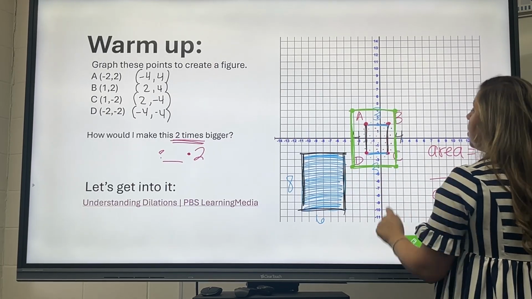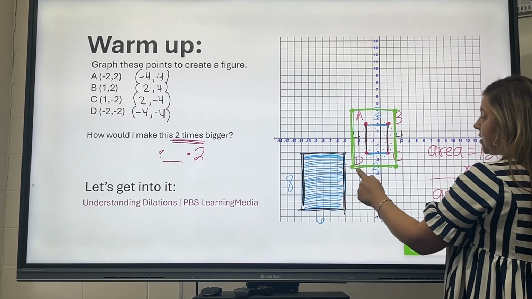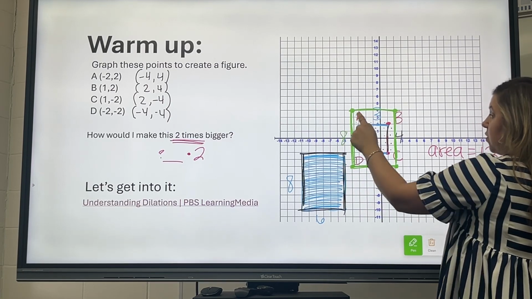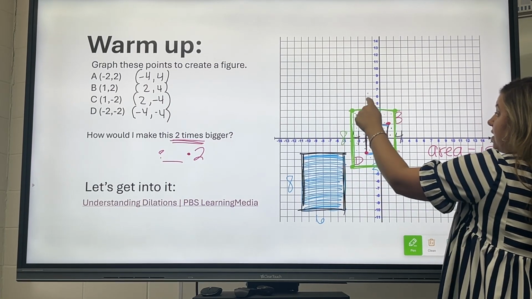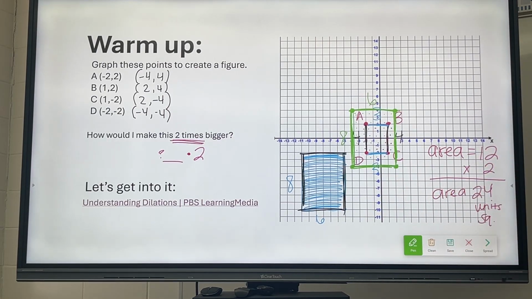Okay, and what do you notice? I know we can't have a discussion here, but it looks very similar to this, right? Let's count the side lengths. 1, 2, 3, 4, 5, 6, 7, 8. 1, 2, 3, 4, 5, 6. It's the same exact shape as this one, except in a different spot, okay?